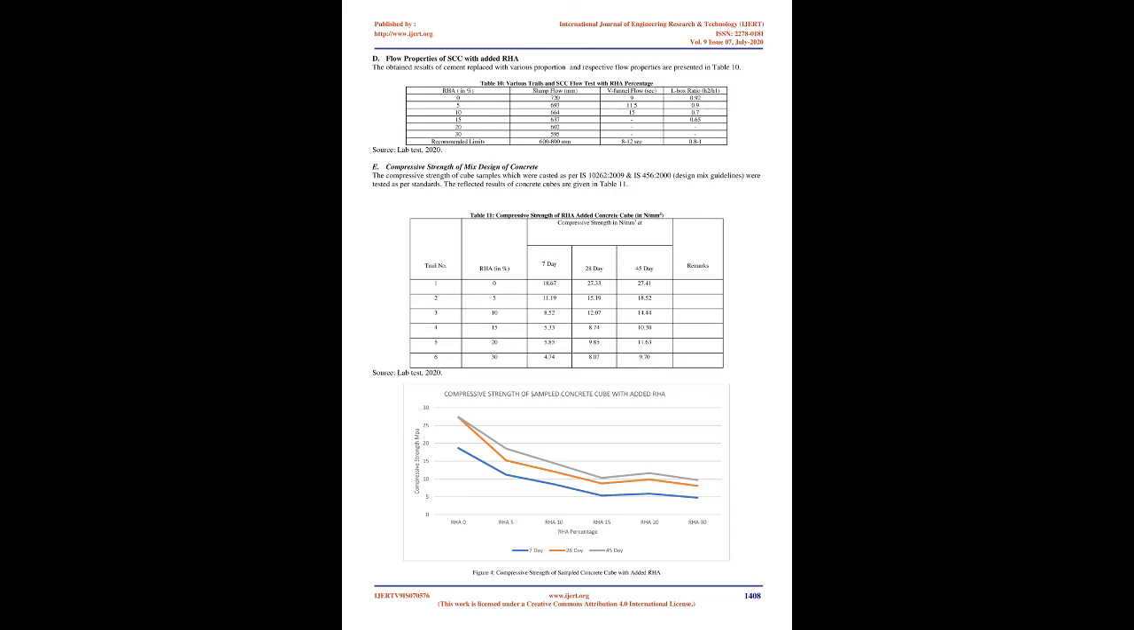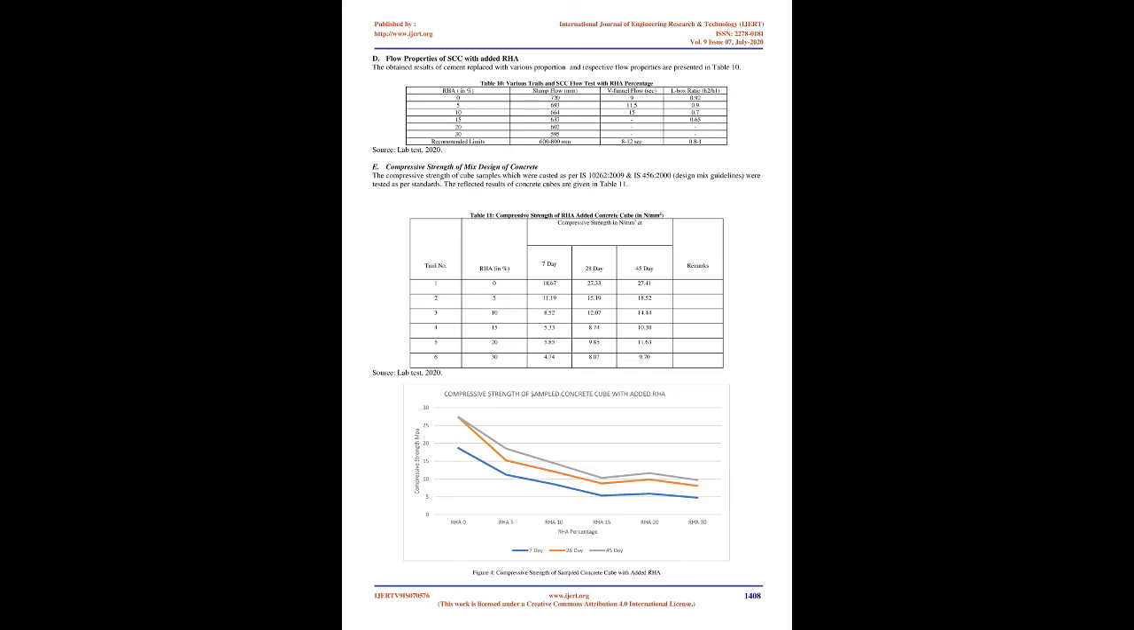From the results obtained in the flow test and compressive strength, trial TRC5 complies with SCC and strength parameters for the study, so it was further used in the RHA replacement study. D. Flow properties of SCC with added RHA. The obtained results of cement replaced with various proportions and respective flow properties are presented in Table 10.